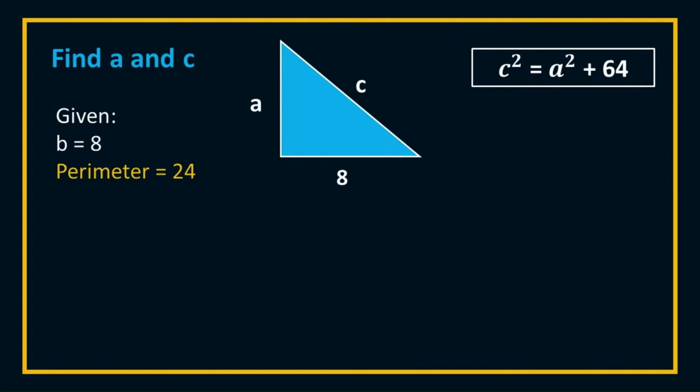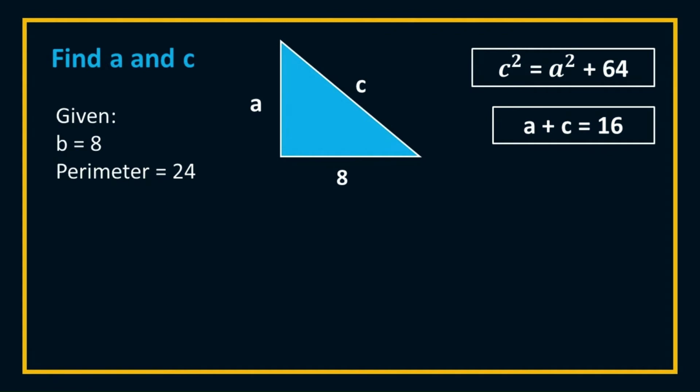We have the perimeter. The perimeter is the sum of sides. So P equals A plus B plus C. P is 24, B is 8. Subtract 8 from both sides of the equation. 8 minus 8 is 0. 24 minus 8 is 16.